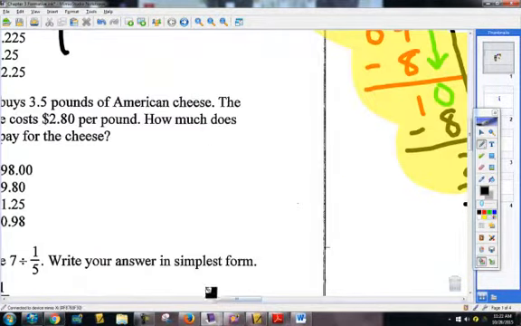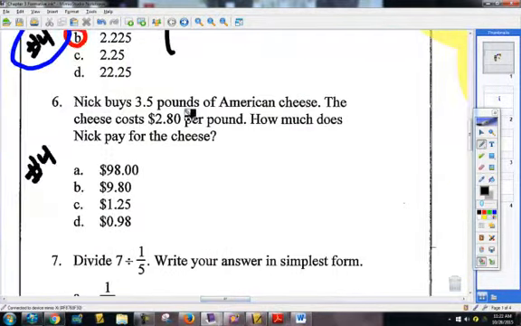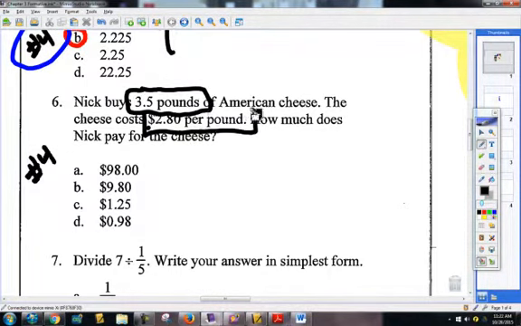Number 6. You can see the learning target there. Nick buys 3.5 pounds of American cheese. The cheese costs $2.80 per pound. Okay? Well, if I know that it costs $2.80 per pound, and I want to buy 3.5 pounds, what operation am I going to be doing on this? What operation am I doing? Multiply, divide, subtract, add? Multiplication, right? Yeah. Multiplication.